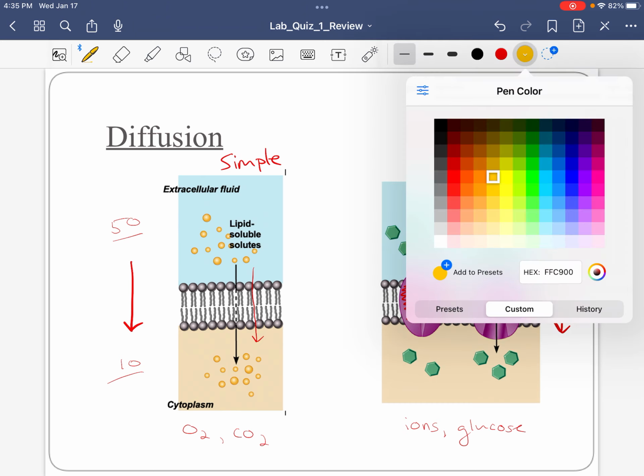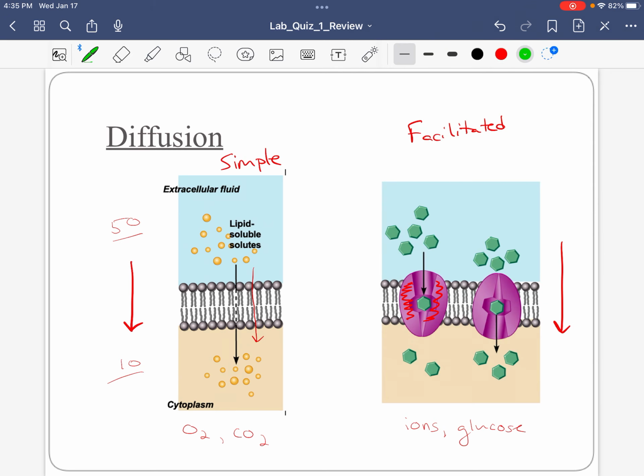I want to make sure that we point out, you already know this, I'm sure, these are all passive. Diffusion is passive. It does not require energy. If there's a gradient and a selectively or semi-permeable membrane in between, things will move from high to low. Diffusion is passive.